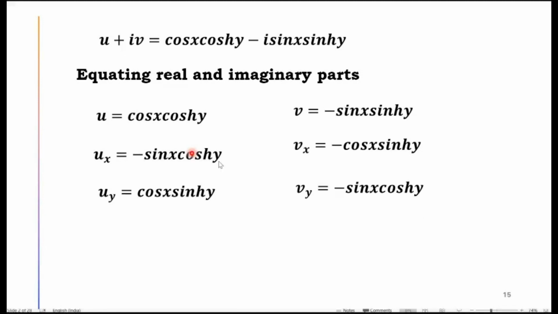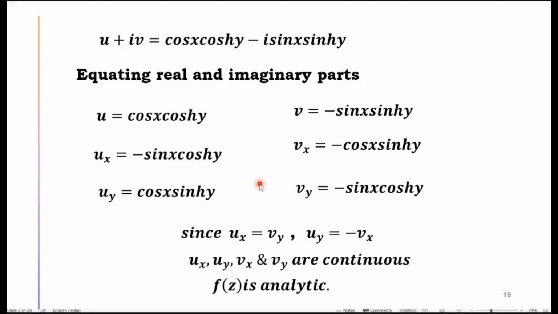Again, check the opposite part. Ux and vy, are they the same? Similarly, uy and vx, they are negative of each other. So ux is equal to vy, uy is equal to minus vx. That is why I write it in this format, so that you can cross verify here itself whether the CR equations are satisfied. Again, these functions are not becoming infinity at any of the points. The function is analytic.